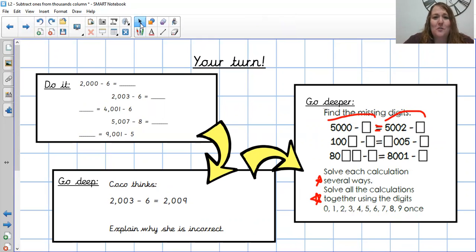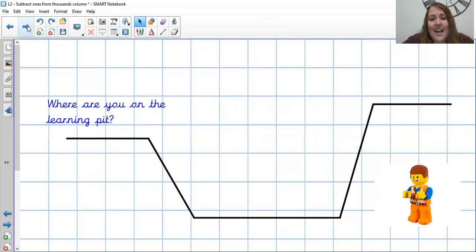Okay, huge well done to all of you for having a go at that today. Can you just think about where you are on the learning pit today? Did you find that easier than yesterday? Was it harder? Are you getting completely confused? And again, if you are, you can make sure you can message on the messaging feature, myself, Mrs. Cross or Mrs. Plews. But hopefully you're finding that a bit easier. Hopefully you're starting to see those patterns and you're being able to use the number line.